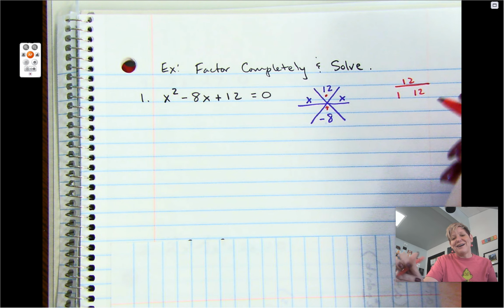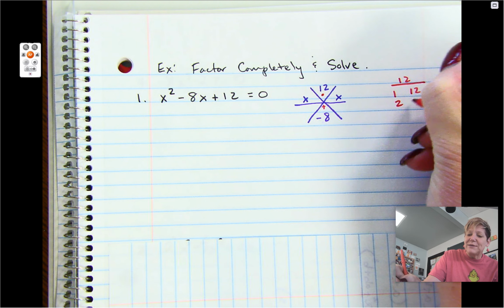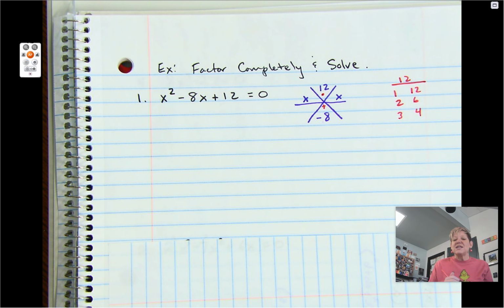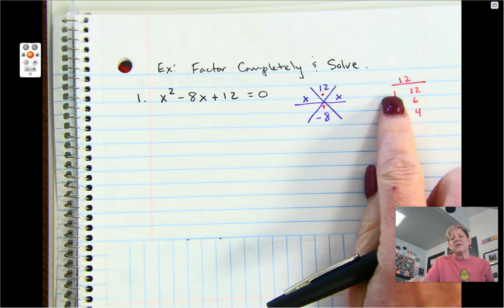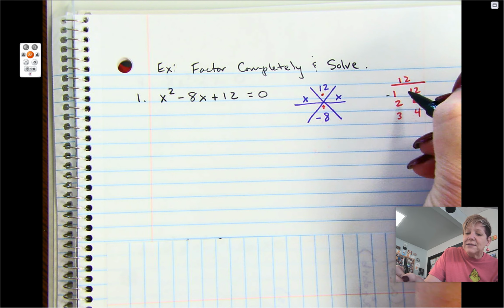If you have trouble factoring, list out all the things that you need it to multiply to be, all the factors of your top number here, 12. So 1 times 12, 2 times 6, 3 times 4. So those all multiply to be 12. None of those add up to be negative 8. So in order for two things to multiply to be a positive and add to be a negative, they would both need to be negative.